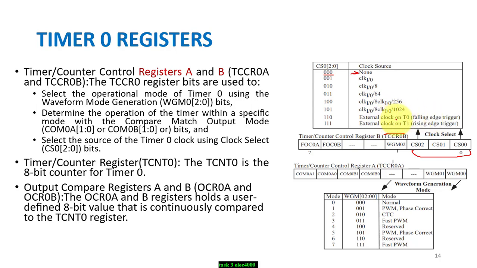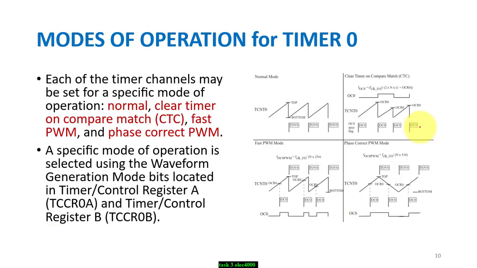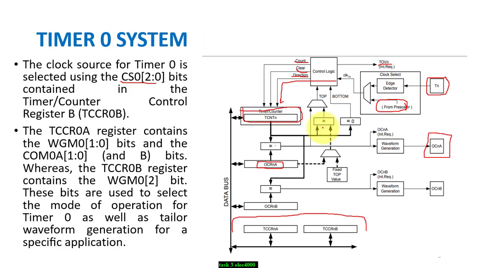If we want external clock, T0 and T1, we can use these as falling edge or rising edge. So these are the timer counter clock selectors as we saw over here. Sorry, we are here. Okay, so these are in timer counter control register B. Then we have the wave generation mode. Wave generation mode is a different story which we can control from timer counter register A and B.